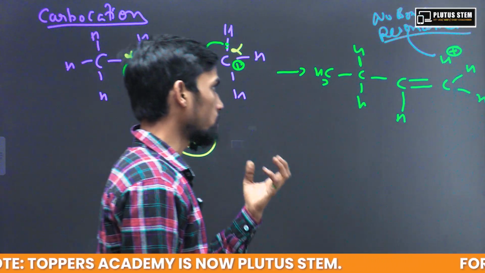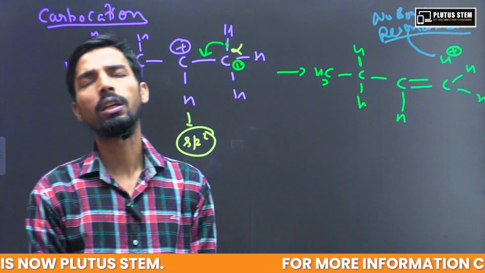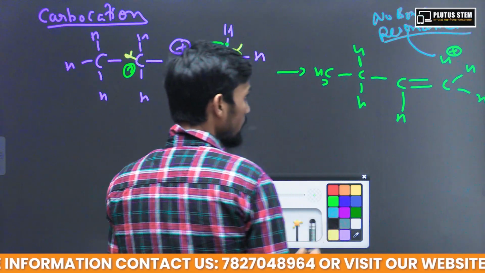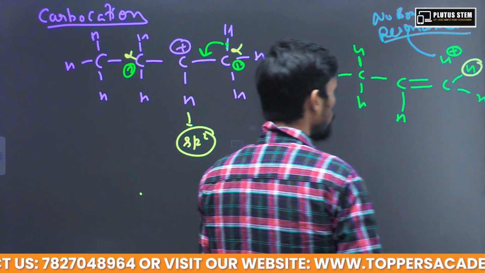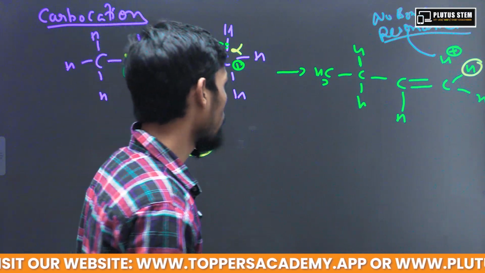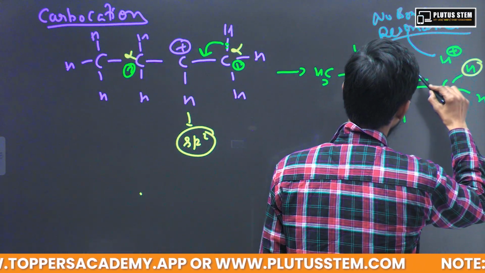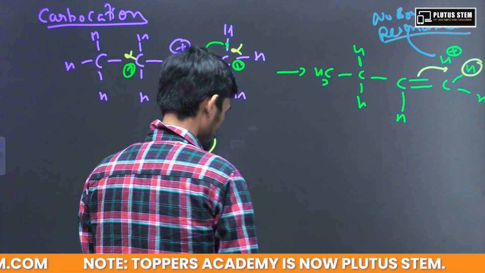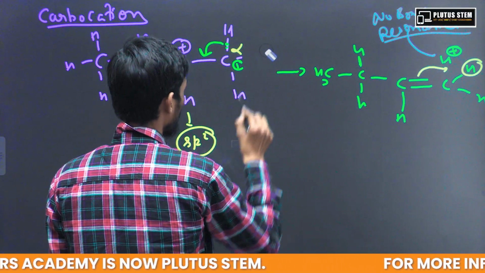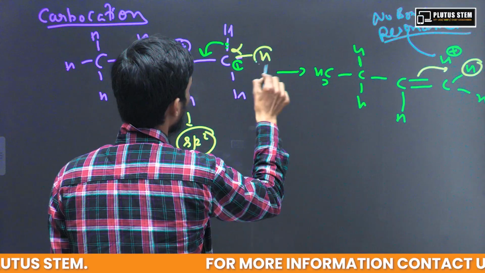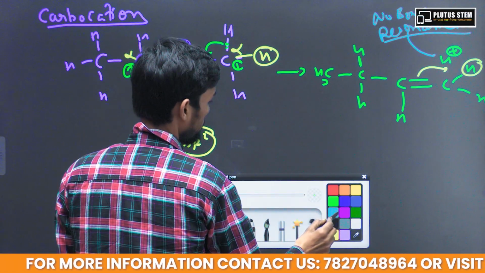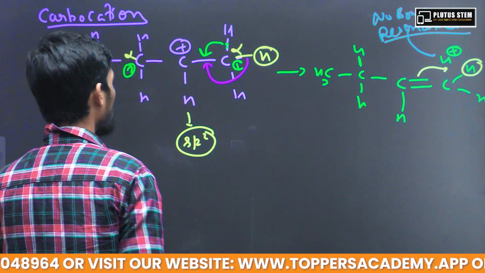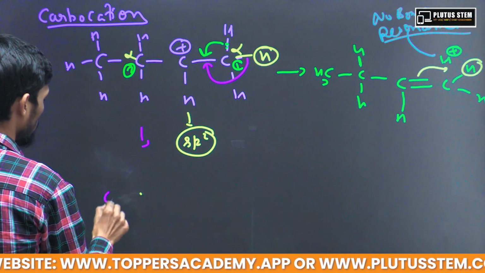When this hydrogen loses its electron pair, it thinks that I need to get it back. So what is going to happen now? This carbon will ask another hydrogen attached to itself to donate its electron pair. Again, this phenomenon will come back, and it will again become like this. And this time this hydrogen is going to donate its electron pair like this, and it will become like this.